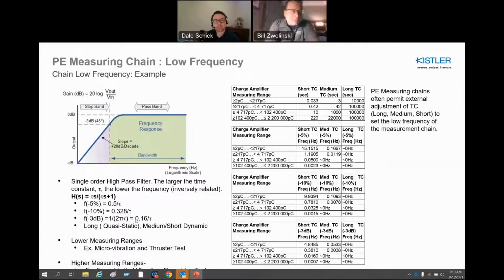So low frequency, I'm not going to go over this in detail, but these slides will be available. Basically, the low frequency is, as I said, a single-order high-pass characteristic. So this is range dependent. Depending on the measurement range that you're selecting, you're going to have a certain low-frequency characteristic. So just keep in mind that there is a terminology called time constant, and that's related basically to a high-pass filter. And the closed-form expression of a high-pass filter, the 5 and 10% and 3 dB amplitude responses, are shown there.